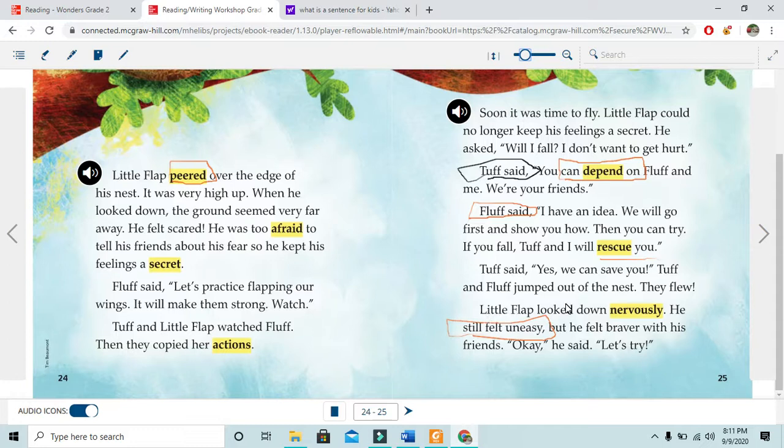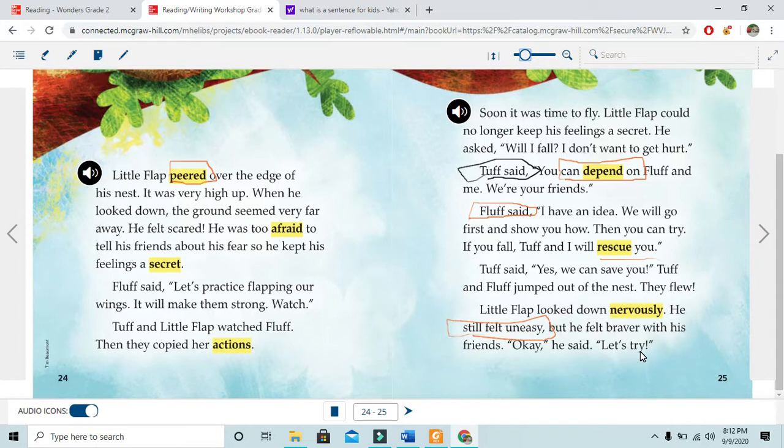Little Flap looked down nervously. He still felt uneasy, but he felt braver with his friends. "Okay," he said, "let's try."